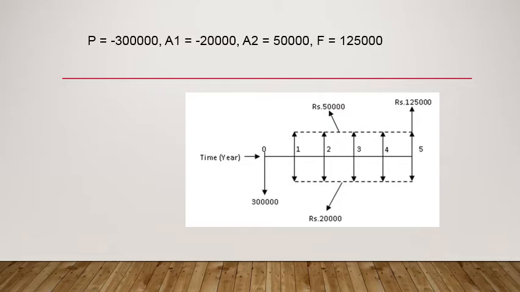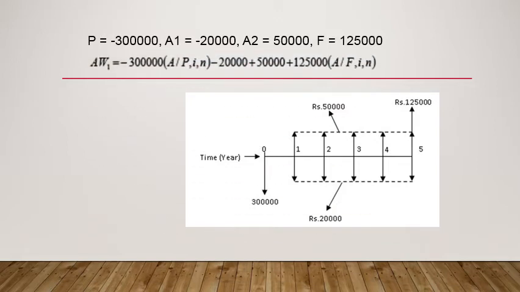But what is the difference here? That comes now. Here I am converting every cash flow into its annual worth. In the present worth, what had I done? I had converted everything into its PW at t equal to 0. In FW, I had converted everything into FW at t equal to 5 in this case. Here I am converting every cash flow into its equivalent annual worth. Okay, let us calculate that.